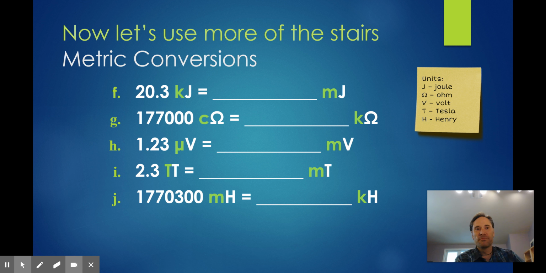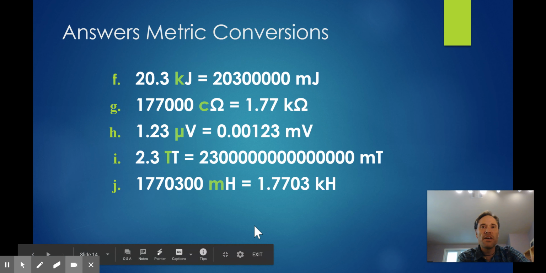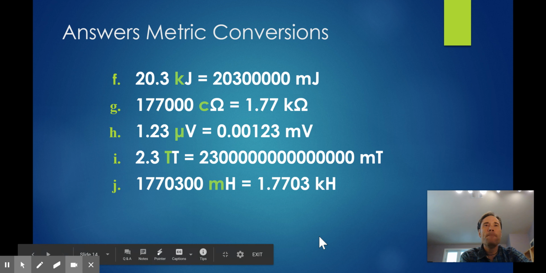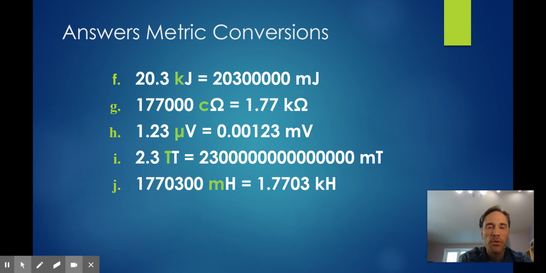All right, let's take a look at the answers and we'll call it good. So as we do this, we're going from kilojoules to millijoules. So 20.3 kilojoules is equal to this. Let's count 1, 2, 3, 4, 5, 6. So 20 million millijoules, right? And this number down here, I don't even want to read. So you get the right idea, but there's a lot of zeros after it. This is where scientific notation can come in handy. Anyway, I hope that helped you understand how the stair-step method works.